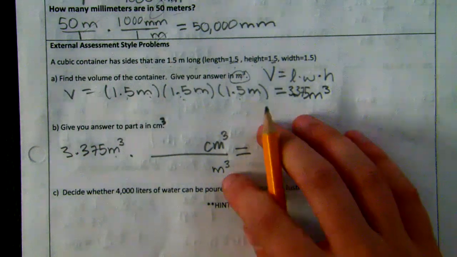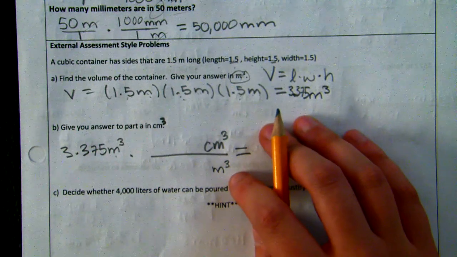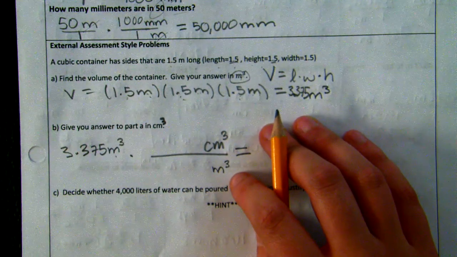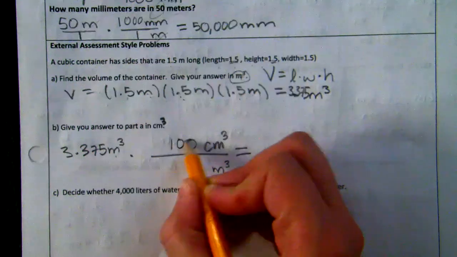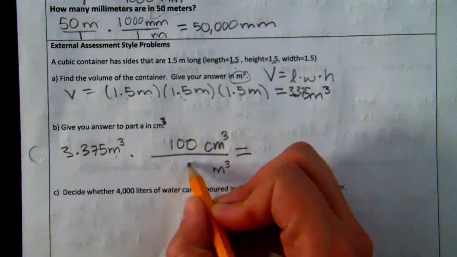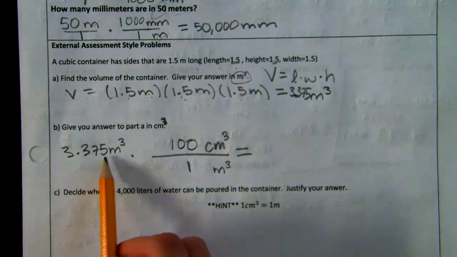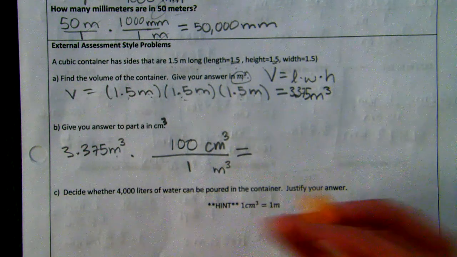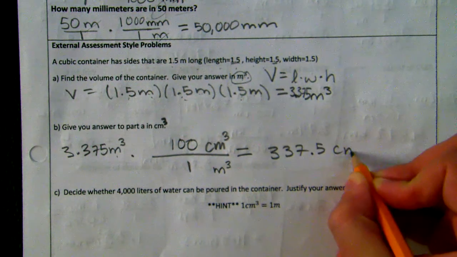So the cubes can be a little bit confusing. We are going to pretend that we're just going from centimeters to meters, right? Because if they're both cubed, that means it's going to be the same conversion factor. So we have 100 centimeters cubed in 1 meter cubed. Then we are just going to take our 3.375 times our 100, and that will give us 337.5 centimeters cubed.